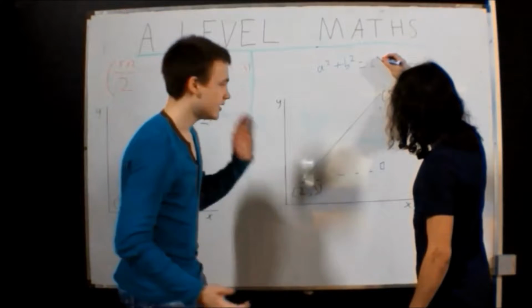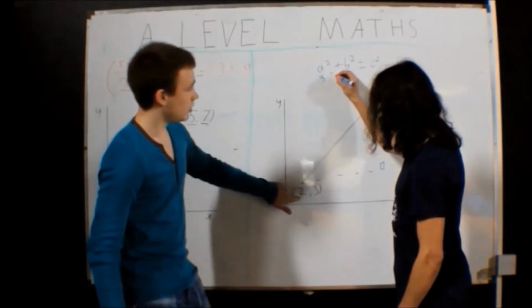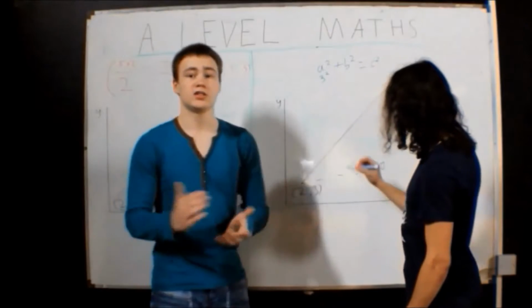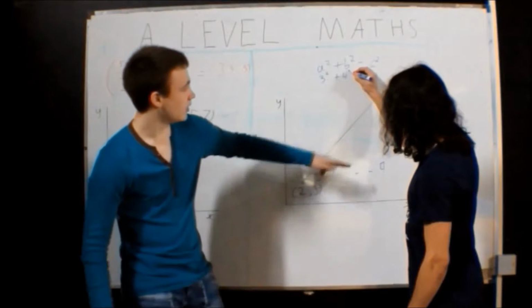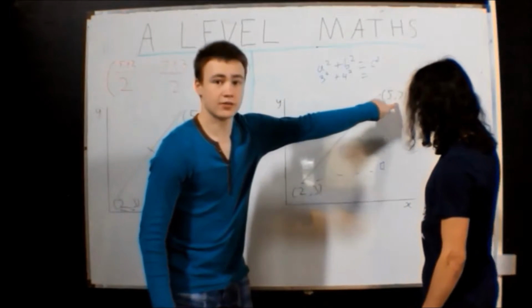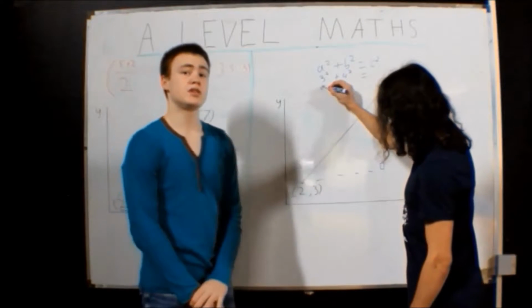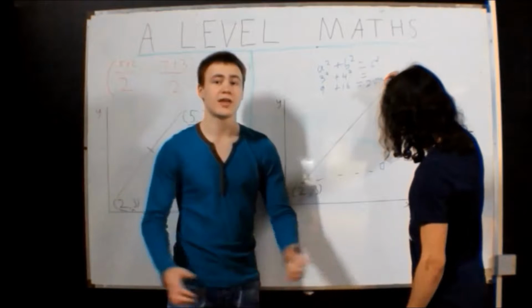Now a is the change in x along the bottom. 2 to 5 is just 3 units, so 3 squared, plus the second, which is the change up here from 3 to 7, so 4 squared. 3 squared plus 4 squared is 25, root 25 is 5. That is the length of the line.